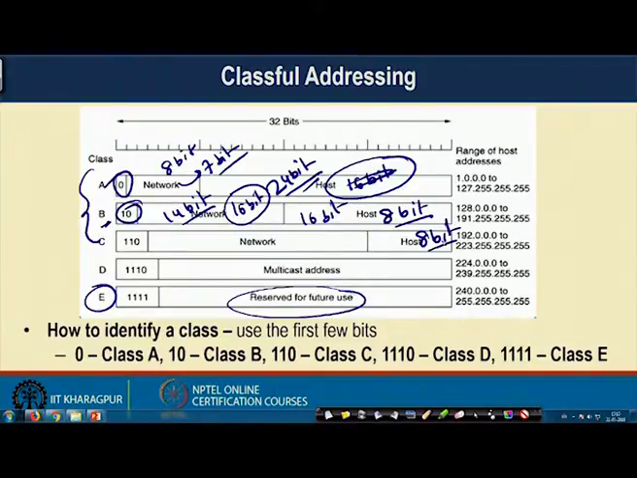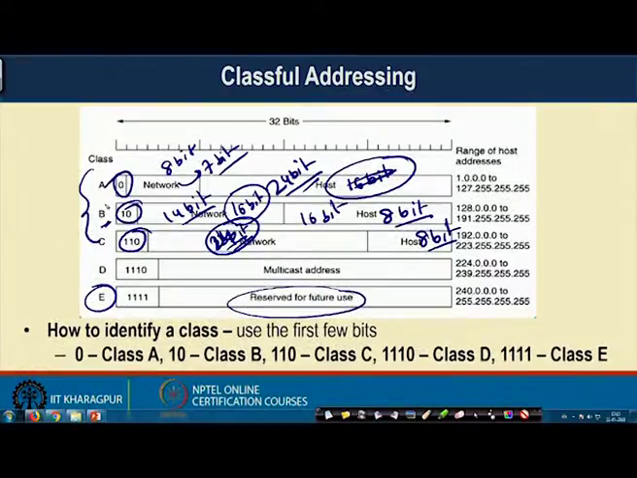In case of class C IP address, you have 8 bits of host address. So, whenever you have 8 bits of host address, in the network address part, you can have 24 bits. Out of this 24 bits, you have 3 bits reserved. The remaining bits you can use for the network IP part.